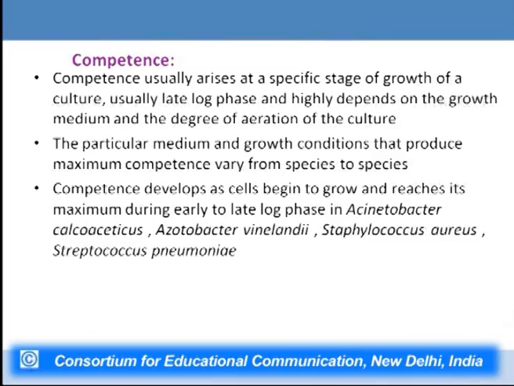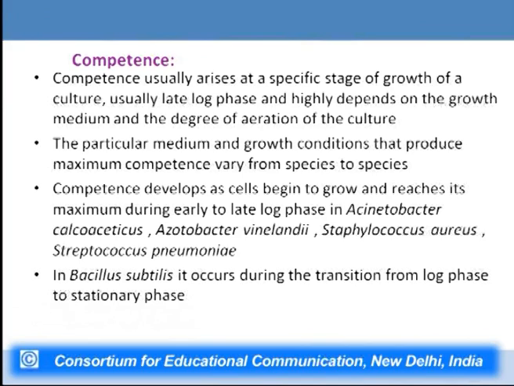Now, competence develops as cells begin to grow and reaches its maximum during the early to late log phase in Acinetobacter, Azotobacter, Staphylococcus aureus, Streptococcus pneumoniae. So, in these species, competence starts developing as the cells start growing, and it is maximum in the late log phase of the cycle. However, in Bacillus subtilis, it occurs during transition from the log phase to stationary phase. This underlines the fact that for each species of bacteria, there has to be a specific set of conditions, and competence will develop in its own specific stage. There is no set rule that competence will develop at a specific stage of the life cycle.